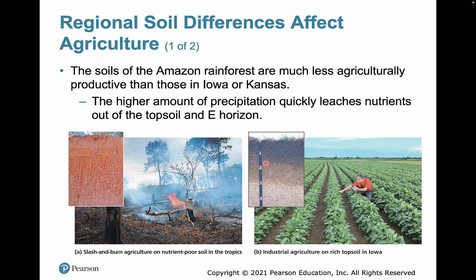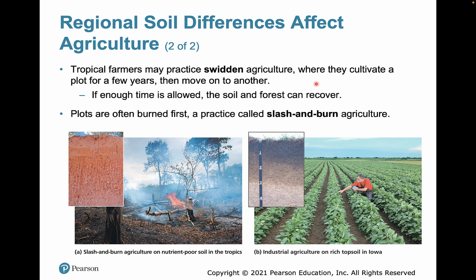You can see the beautiful horizons here in the plains in Kansas and Iowa. So a lot of these tropical farmers are going to do what they call swidden agriculture. So they slash and burn. This idea of slash and burn agriculture.